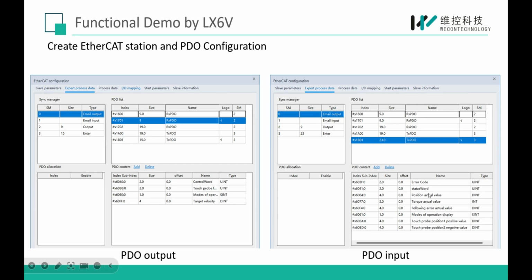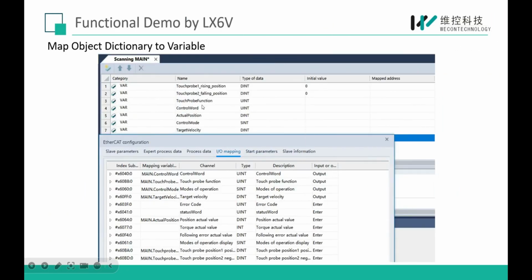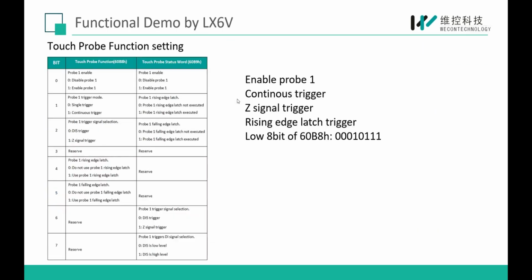And for input, I use these parameters, mainly these two, touch probe position 1 and touch probe position 2. And also, you need to map this object dictionary to the variable. Here I use this example to show the function.